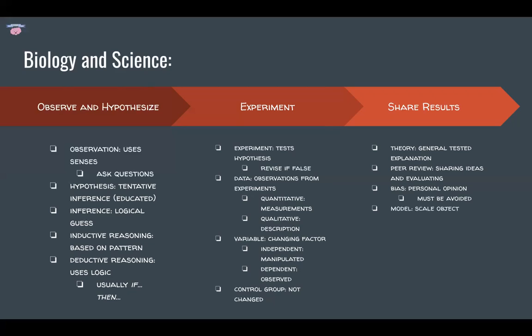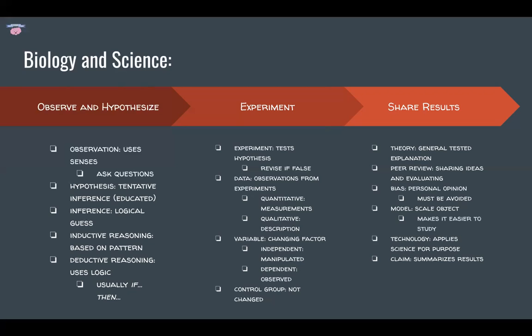A model can be used in experiments, and this is basically a scale object. It makes it easier to study. There can be a model of something larger, like the sun. There can be a model of something smaller, like a molecule or something microscopic, a cell. And technology. This is further sharing results. It applies the science for a specific purpose, like a bridge. A bridge is a mode of technology, and it applies physics, perhaps.